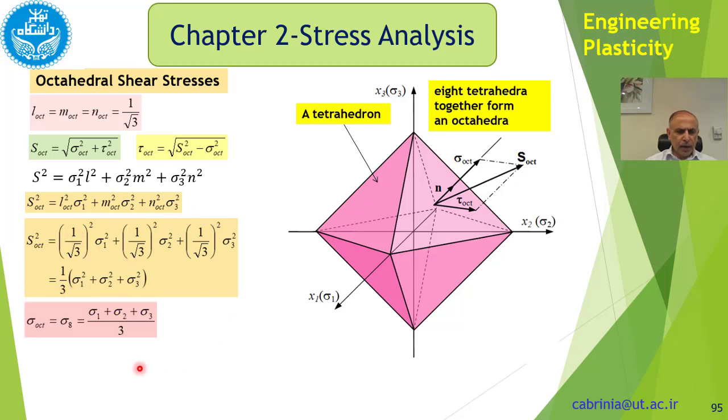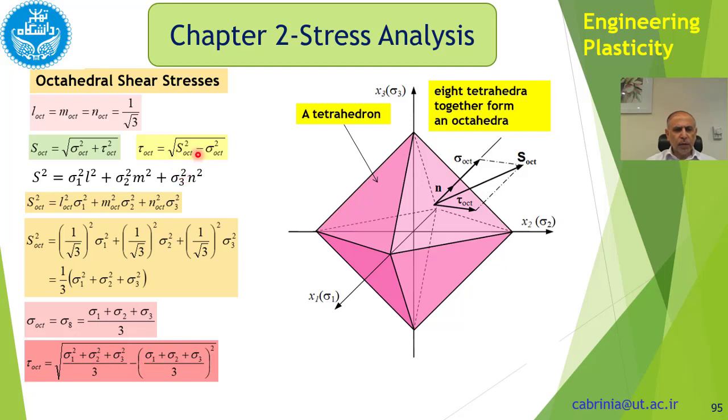Sigma octahedral is sigma 8, because we said there are 8 tetrahedra together which form the octa. Octa means 8. So sometimes we use sigma 8, sometimes we use sigma octahedral, and this is the important bit. Tau octahedral therefore becomes this. Remember from here, because we have this sigma octahedral and we have this S octahedral.